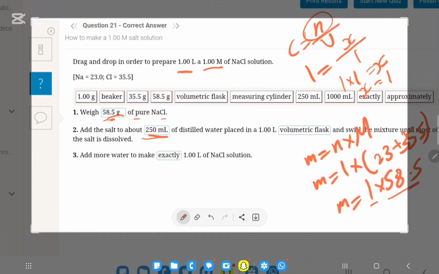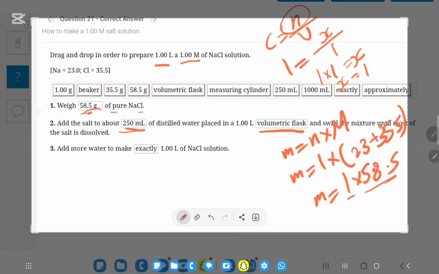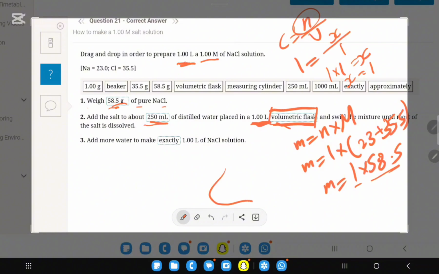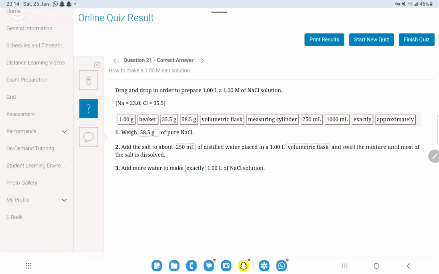We add about 250 milliliters of distilled water in a volumetric flask. It has to be a volumetric flask. If it's in the written exam, you have to write volumetric flask. And it also has to be the same exact volume that they give to us. If they gave us 250 milliliters, for example, we need to use a 250 milliliter volumetric flask and swirl the mixture until most of the salt is dissolved. And then we add more water until it fills to the edge of the volumetric flask. There is one more step after this. You close the volumetric flask and then shake it to fully dissolve the solute.